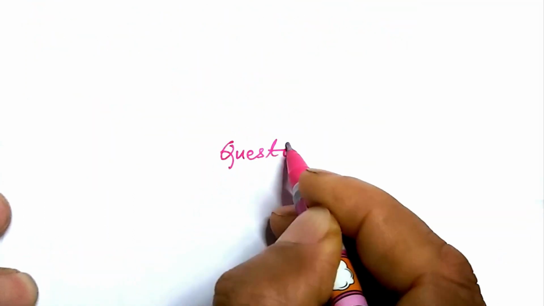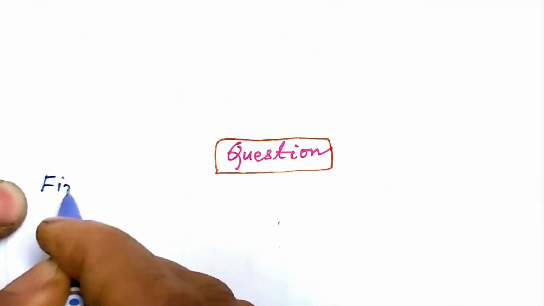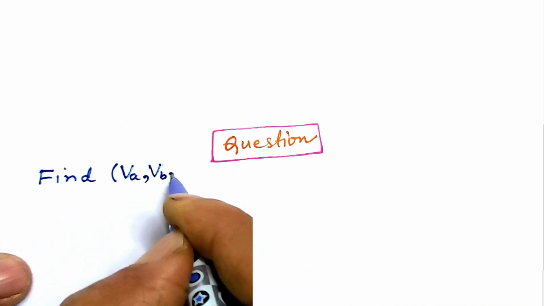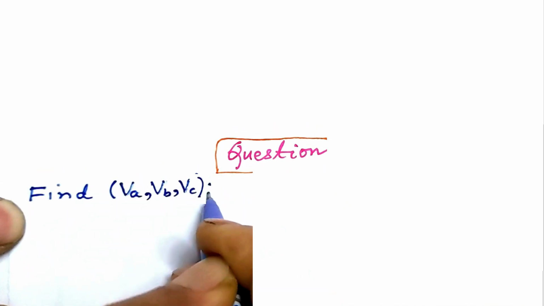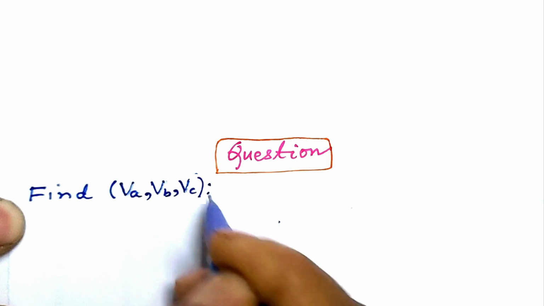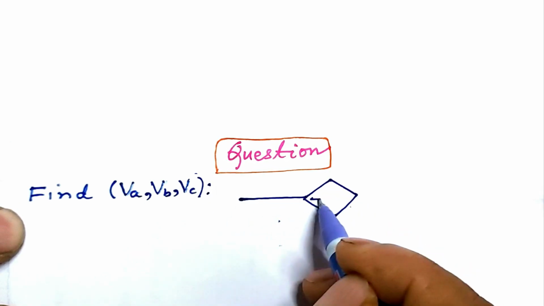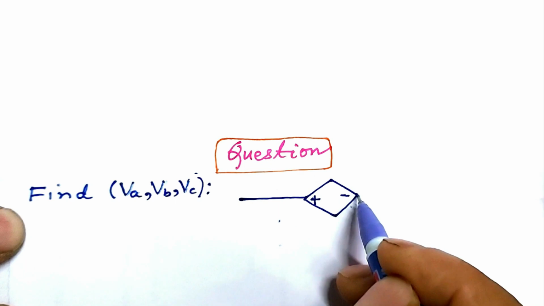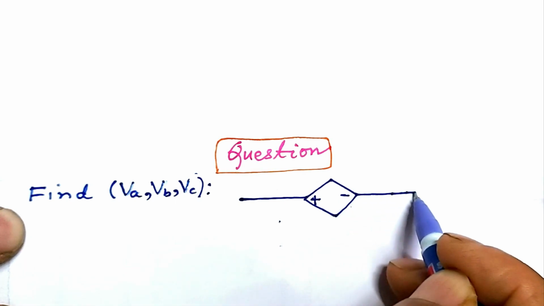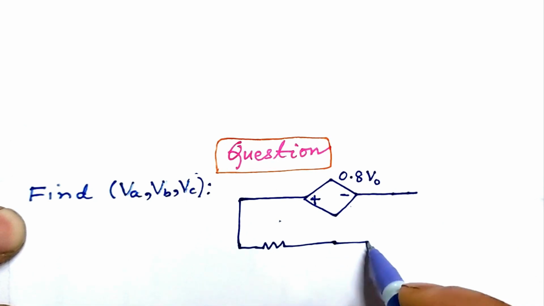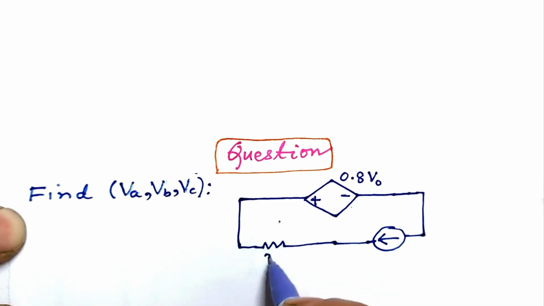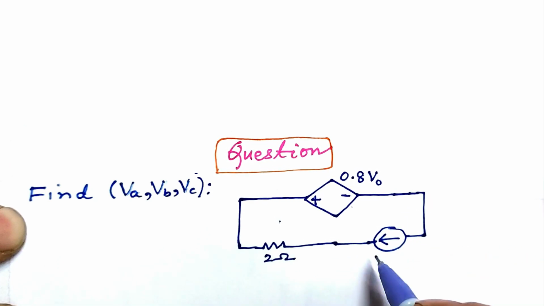Let us switch over to the next question. Find VA, VB and VC in the circuit that we prefer to sketch now. This diamond represents a voltage source, a voltage dependent voltage source. Here is a current source. This is of 2 ohm and the current source sends current of 8 ampere.